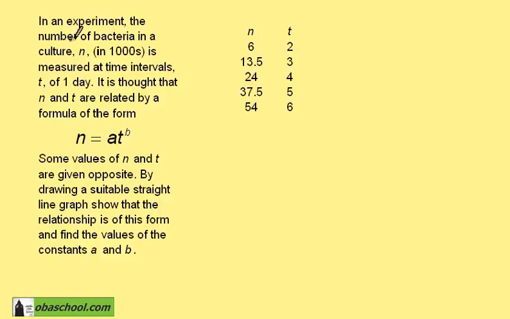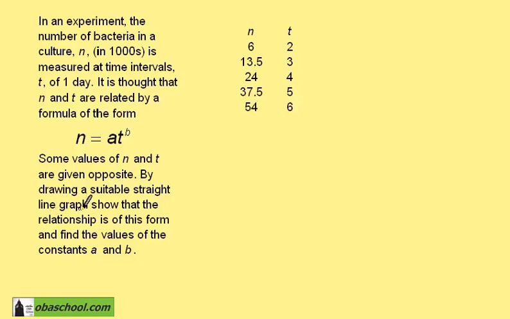In an experiment, the number of bacteria in a culture, N, in thousands, is measured at time intervals, T, of 1 day. It is thought that N and T are related by a formula of the form N is equal to A T to the B, where A and B are constants to be found. Some values of N and T are given opposite.